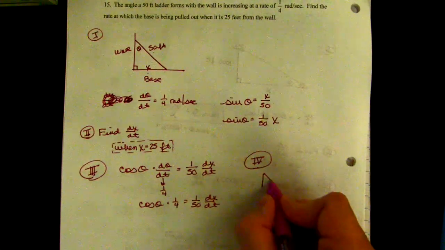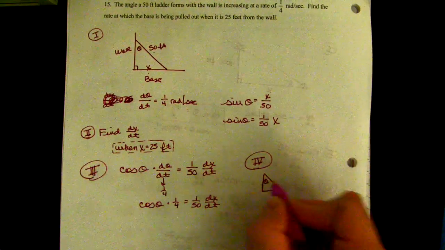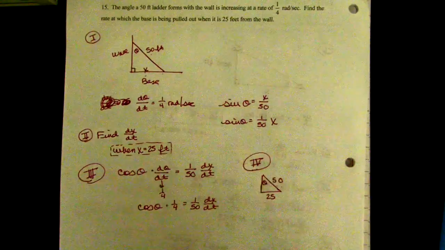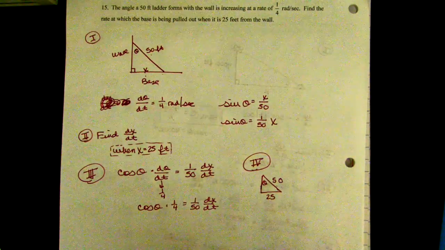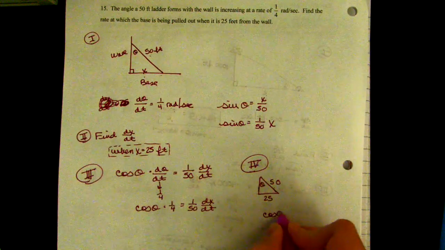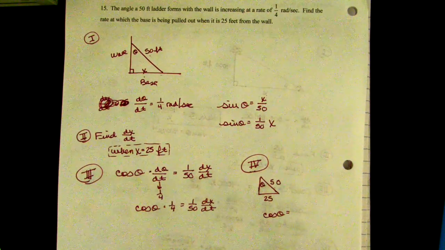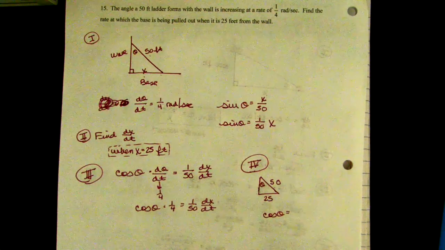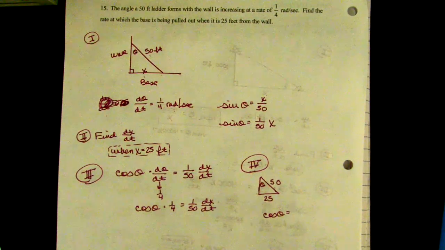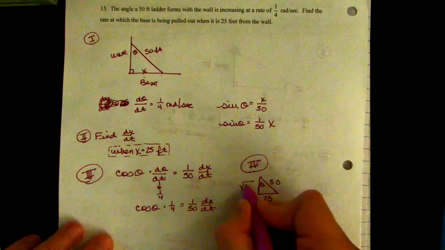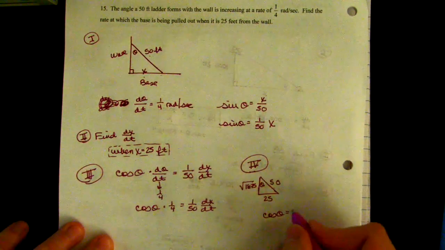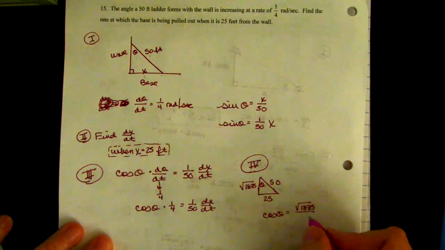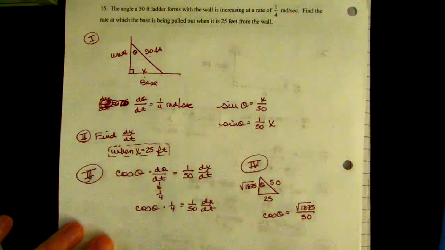Dealing with our specific instant now. There's my theta. That's 50. This is 25 for my specific instant. Go use your Pythagorean theorem, find the missing side, and then let's get a cosine of theta. And let's give exact answers with roots in there. Getting square root of 1875 over there. So the cosine is square root of 1875 over the hypotenuse, which is 50.